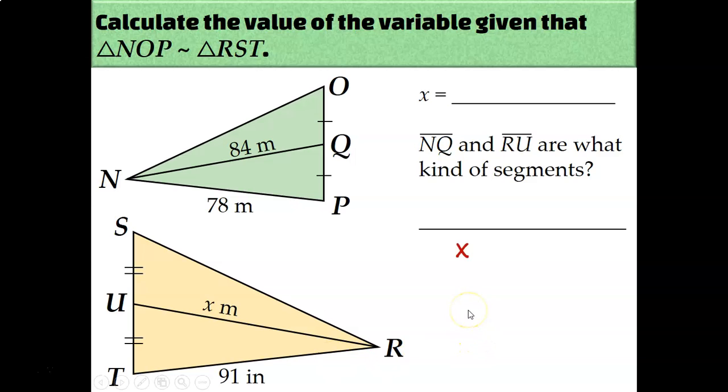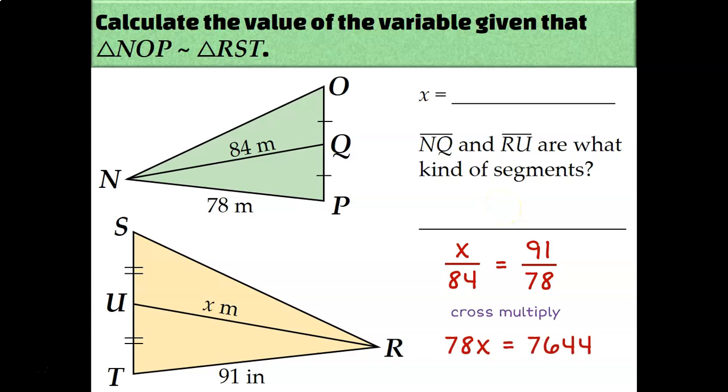So I can set up this ratio, x over 84. That's the longer median over the shorter median, equal to 91 over 78. That's a side length in the larger triangle over a corresponding side length in the smaller triangle. Now I can just cross multiply to solve. x times 78 is 78x, and 84 times 91 is 7644. Divide both sides by 78, and we get an answer of x equals 98 meters. And as we said, these two segments are called medians.